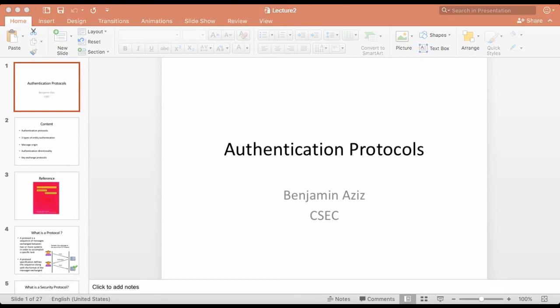Hi, and welcome to this second lecture in the computer security module. And for today, we are going to discuss and talk about authentication protocols.